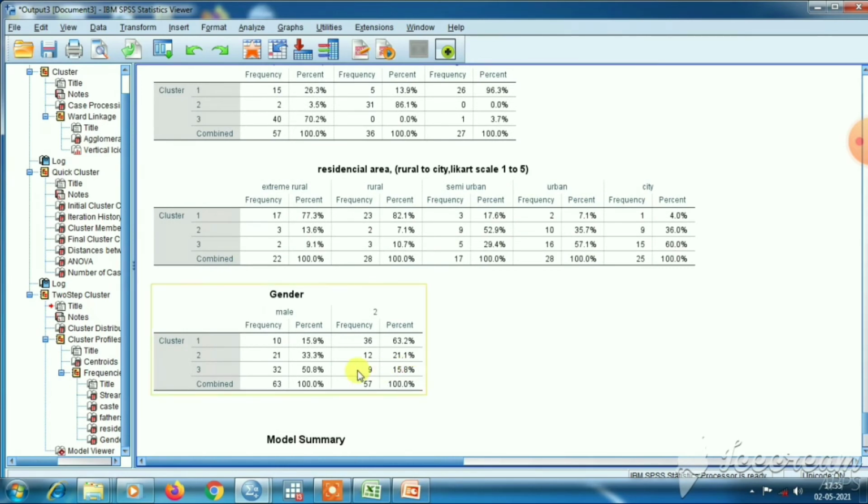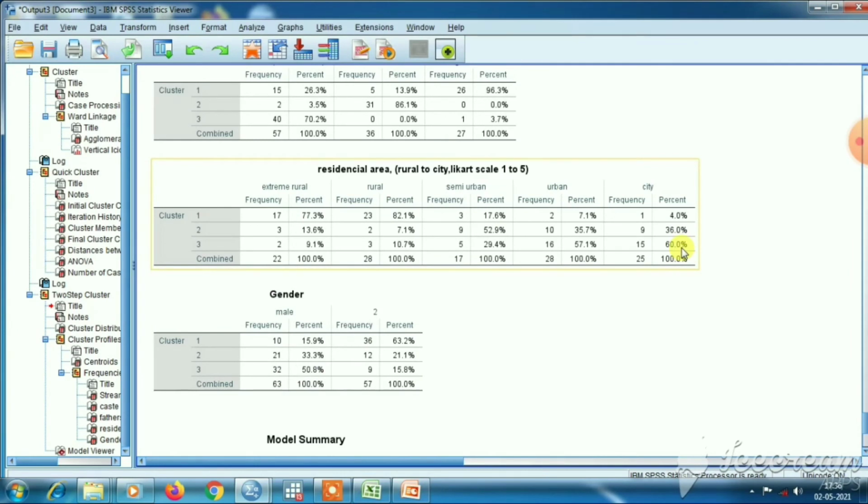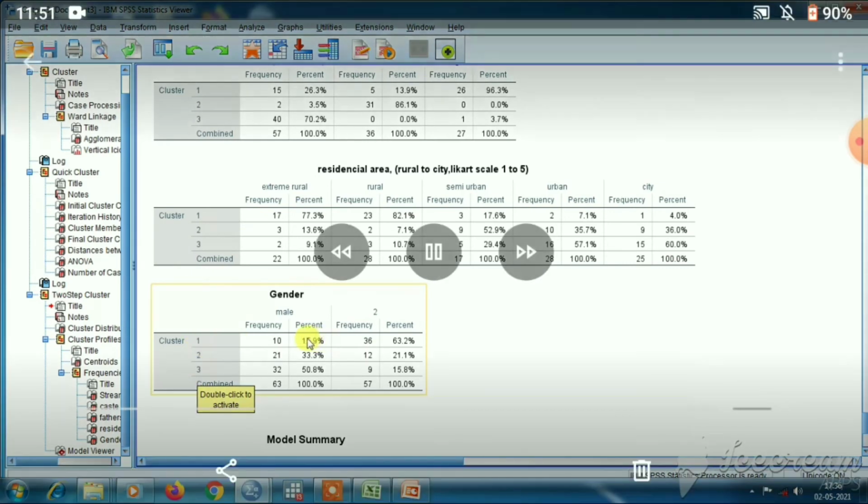So in this way we have to explain the gender. Regarding gender, what we are observing is 15% male in cluster 1, 33% male in cluster 2, and 50% in cluster 3. So cluster 3 consists of mainly science, government service. Okay, parents' income, government service, and they are also from urban or city areas. Okay, that consists of the participants in cluster 3.